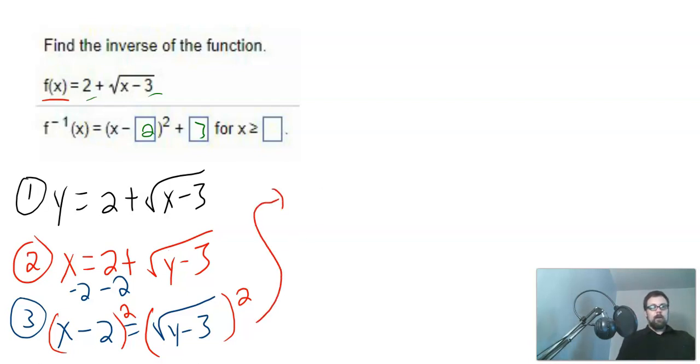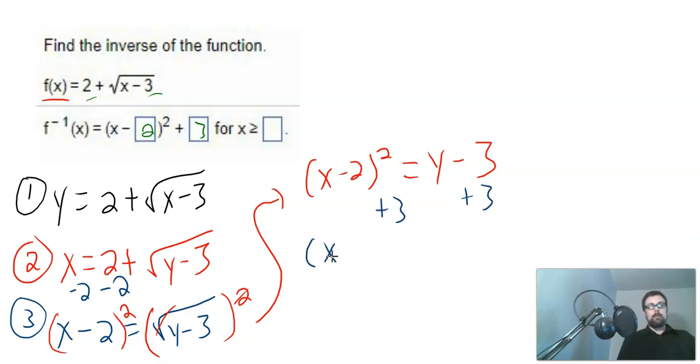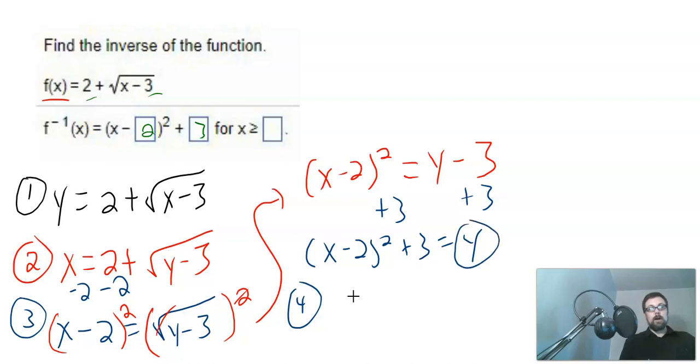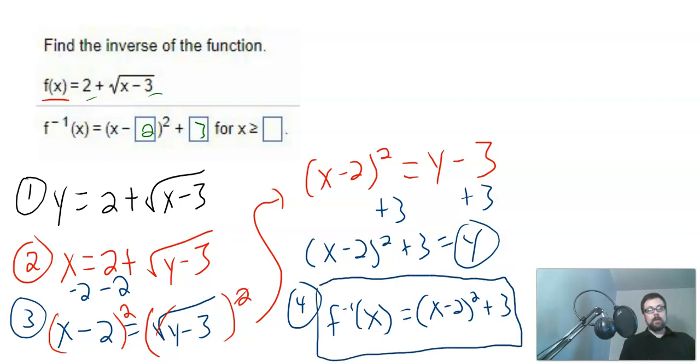All right. So then what are we going to get? We're going to get x minus 2 squared equals, here the power of 2 cancels out the square root. We get y minus 3 by itself. And now we can solve this for y by adding 3 to the other side. And so we get x minus 2 squared plus 3 equals y. And then step 4, replace the y with function notation. So f inverse. I'm just going to flip these around the other way as well. So we get x minus 2 squared plus 3. And that is the answer. That is the inverse function.